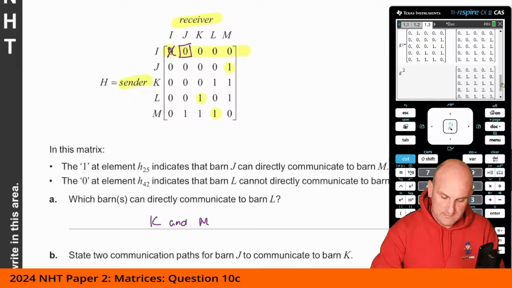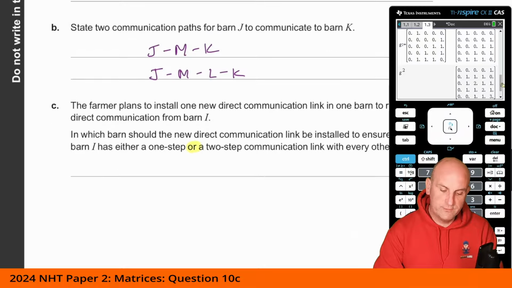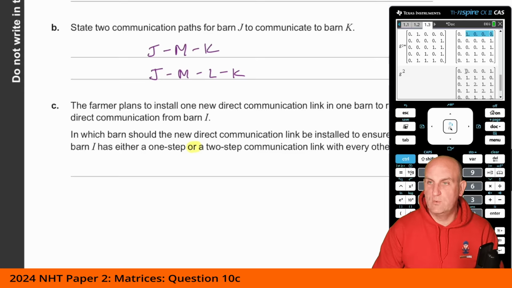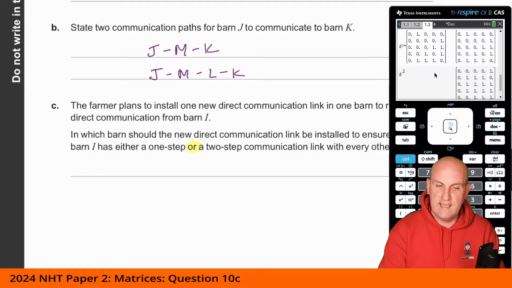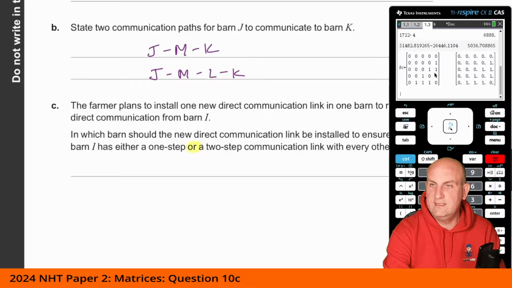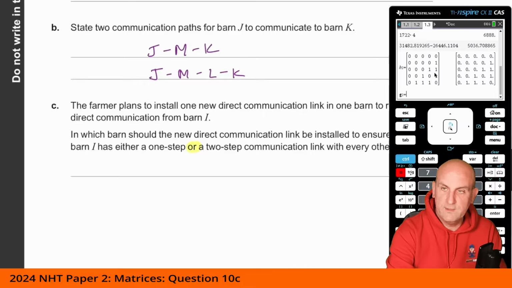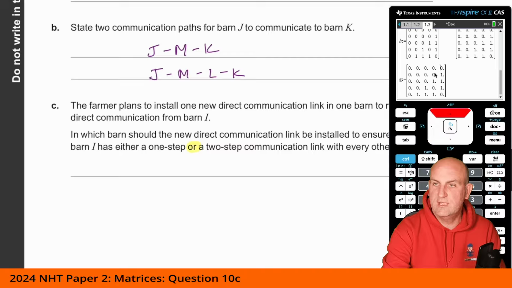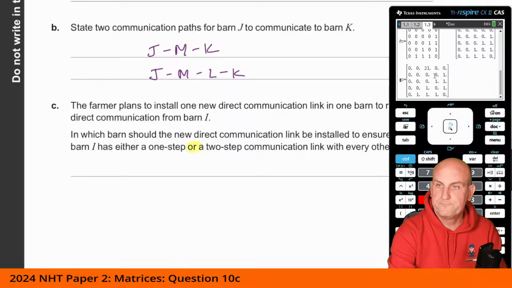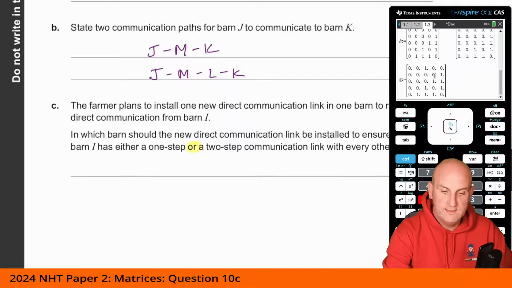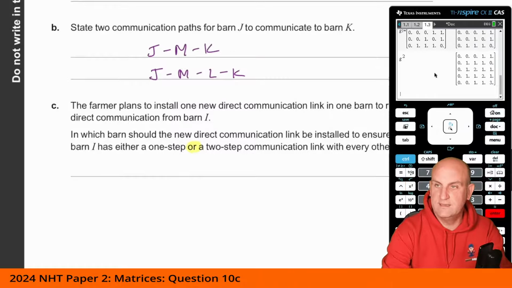What we're trying to work out now is, going back to the question, in which barn should the new direct communication link be installed to ensure that barn I has either a one or two-step communication link, which means that all of these values here for both G and G squared have to be 1. Well, as we can see here, no, that's not it. So it can't be L. Right, what's my next one? Well, I'm going to go up and delete, and say let G become equal to that. And I'm going to change this to a 1, hit enter, G squared, hit enter.